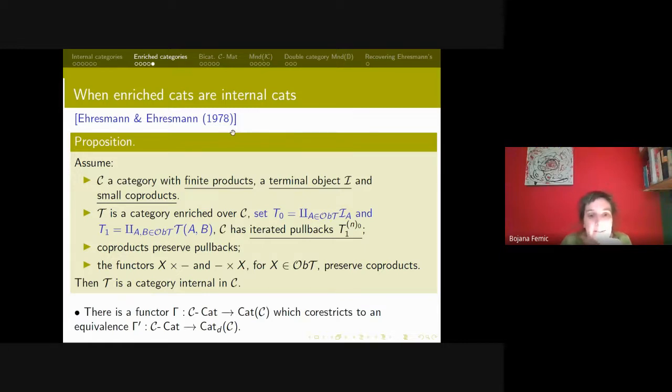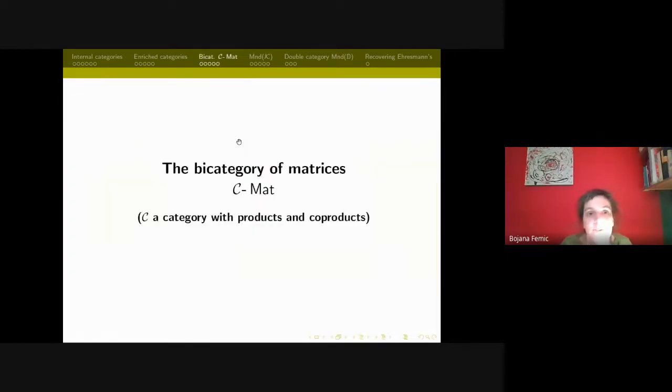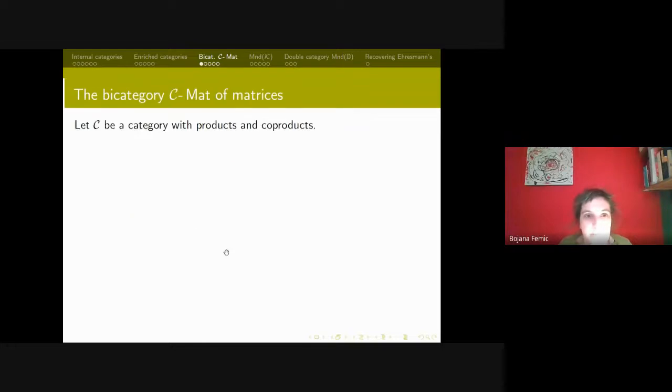But then later, people realized that something more can be obtained. And now I am going to speak about that. What is this more? Now here I will define for you the bicategory of matrices, which I denote by CMAT, where C is a category with products and coproducts. So let's see, be like that.